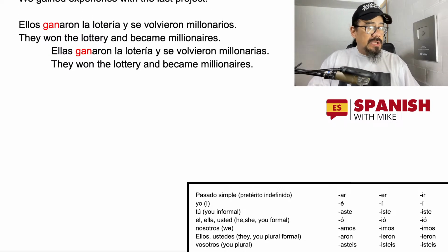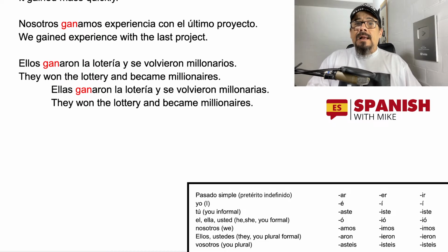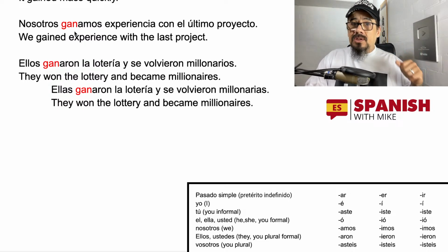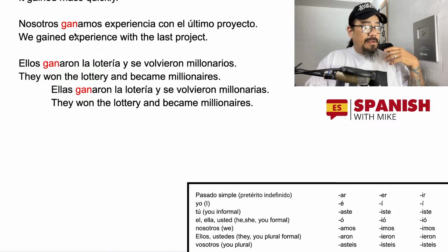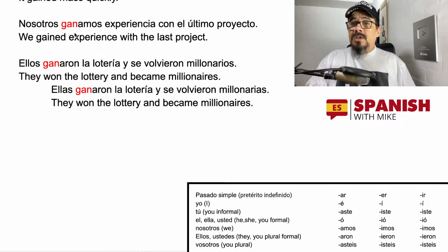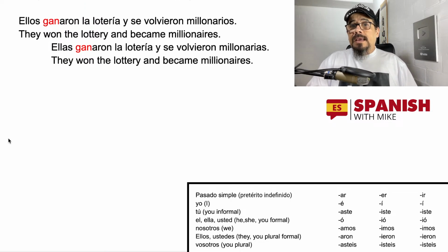Female. Two things here to keep in mind. The first one, the conjugation for we, ganamos, nosotros. That conjugation is exactly the same as the simple present. So we can say nosotros ganamos, present, nosotros ganamos, past. It is the same. The context will let us know whether it's present or past. That's it. In pretérito indefinido. And the conjugation for ellos and ellas is the same. Ganaron, ganaron. Ellos, male, ellas, female.